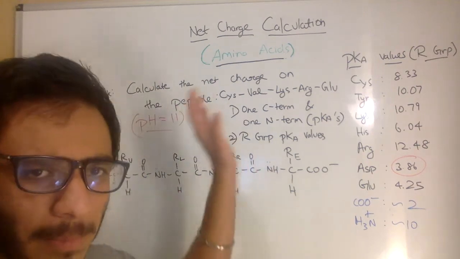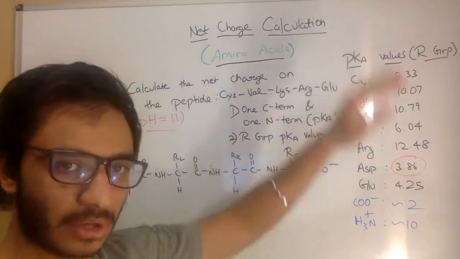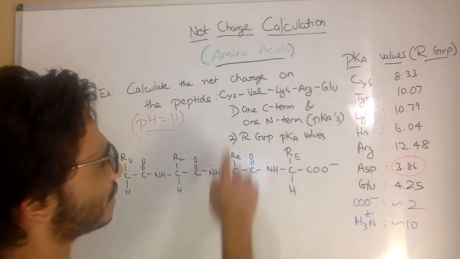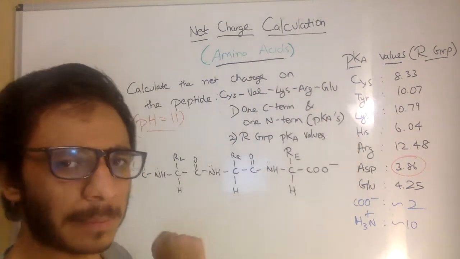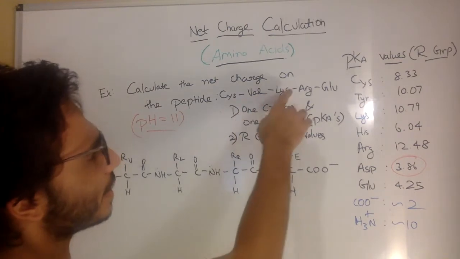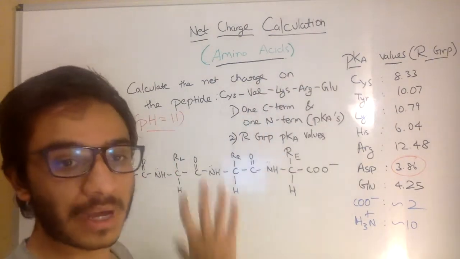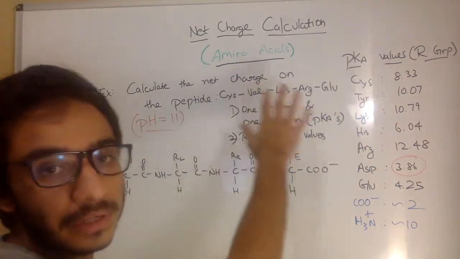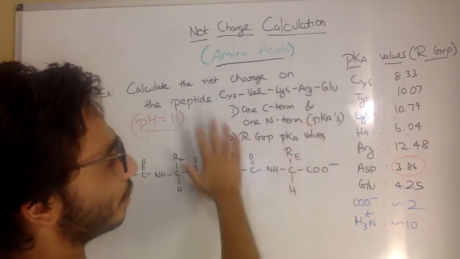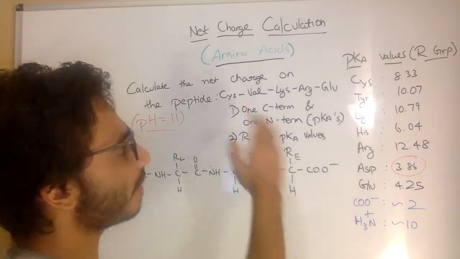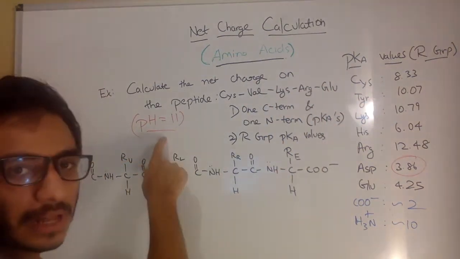Now here's another problem on the net charge of the peptide. In this case, I have a 5 amino acid peptide. So I have cysteine, valine, lysine, arginine, and glutamic acid. These are the 5 amino acids in a peptide, and I want to calculate the net charge on this pentapeptide, or 5 amino acid peptide, at a pH of 11.